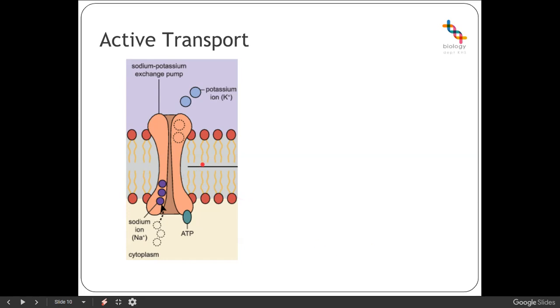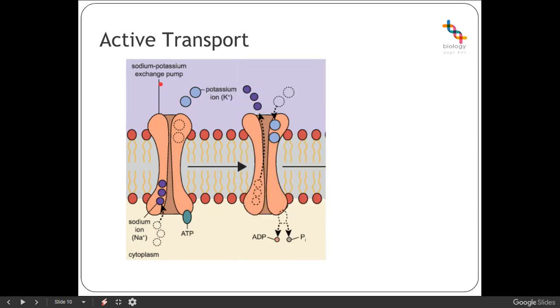Now, in this case, because we're moving against the gradient, we require some kind of energy, and that comes from the hydrolysis of ATP. Looking at this example, our sodium-potassium exchange pump, we've got our sodium ion on this side of the plasma membrane and our potassium ions on the other side. The sodium ion is going to bind. We need to phosphorylate our protein, releasing phosphate from this ATP molecule in order to release the energy to cause the conformational change to allow these sodium ions to get across to the other side of our plasma membrane.